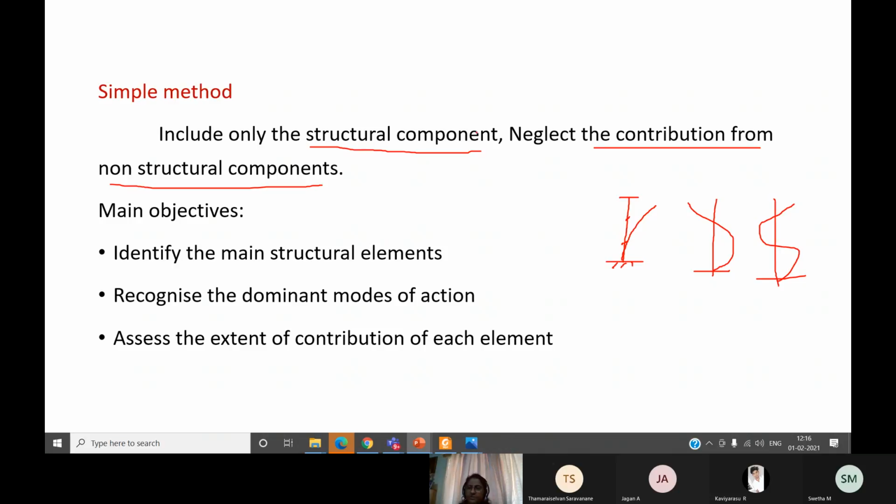Usually the dominant mode is the flexural mode. So usually you consider only one or two modes. Even if you have a 100-story building, it will have 100 mode shapes, but we cannot consider all the mode shapes' participation in the response. You consider only the major ones. Then assess the extent of contribution of each element. So for that particular mode of action, what is the contribution of each element? That becomes a simple method of analysis.